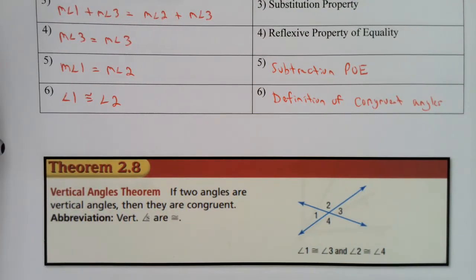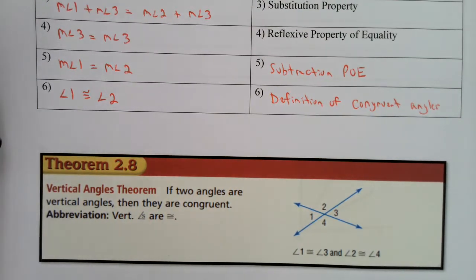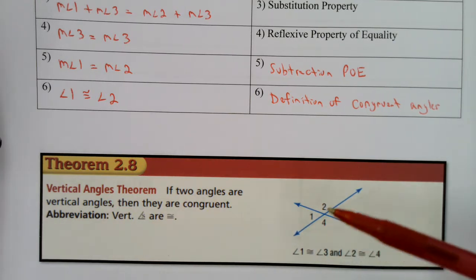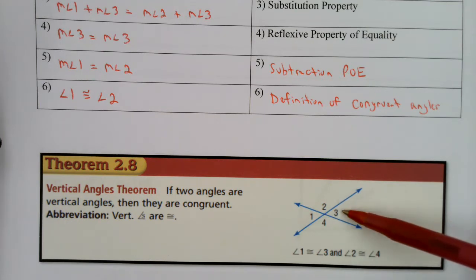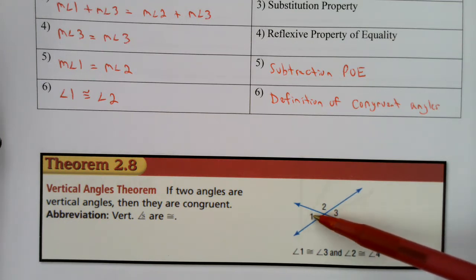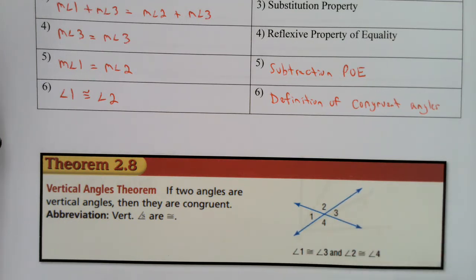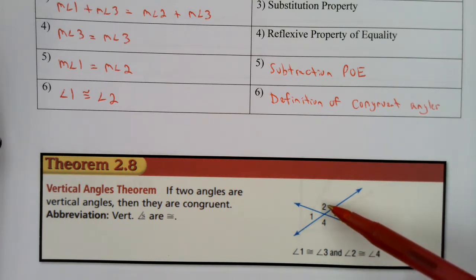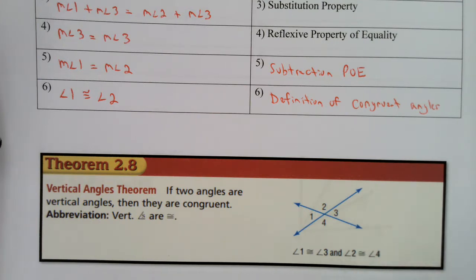This next theorem is called the vertical angles theorem, and I think I told you this before. If two angles are vertical angles, then they are congruent. That's called the vertical angles theorem. For example, angle 1 and angle 3 are vertical angles, so they're congruent. Angle 1 is congruent to angle 3. And angle 2 and angle 4 are vertical angles, so they are congruent. Angle 2 is congruent to angle 4. Remember, vertical angles are two angles whose sides are opposite rays.